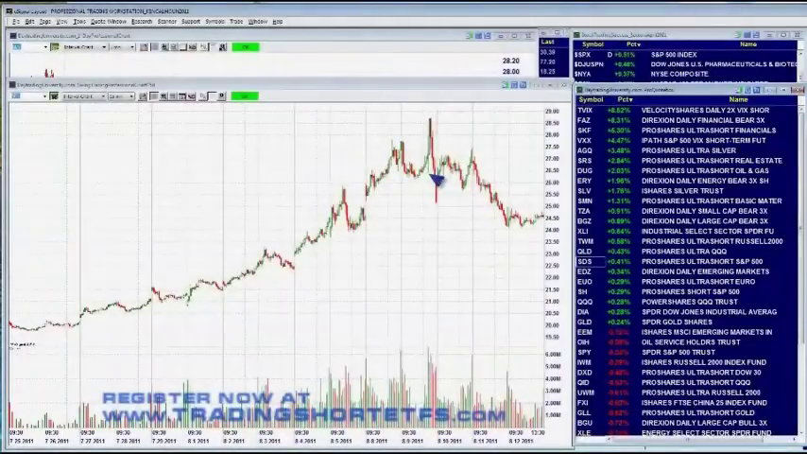SDS is another good example of one that's not quite as volatile, but still really good for a short ETF. It had been trading down in the low 20s. It broke out up to high 20s, and look at that chart pattern.